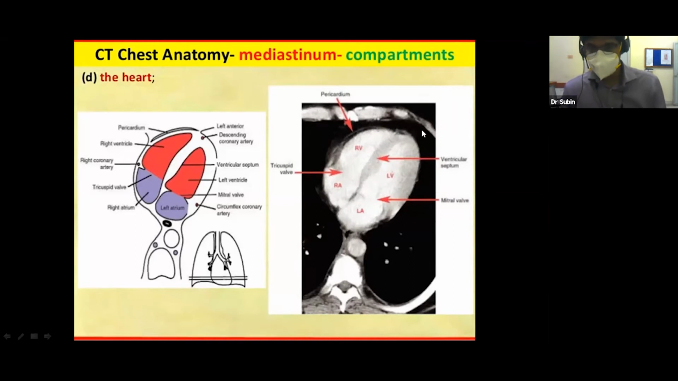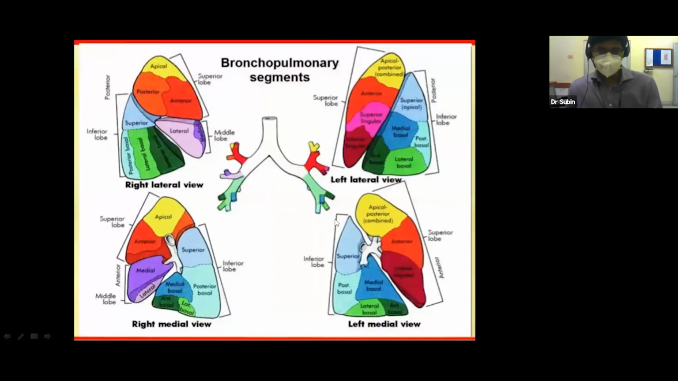If there are masses or anything, you need to give contrast, and they will enhance, and they will have these nodular patterns if you have pericardial metastasis. Or sometimes you'll have pericarditis, where you have diffuse thickening of the pericardium, which will enhance. All right. So that was just about vessels and the heart.